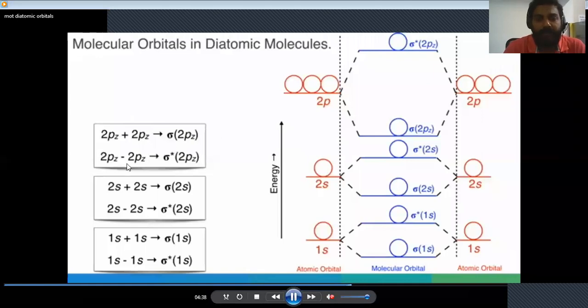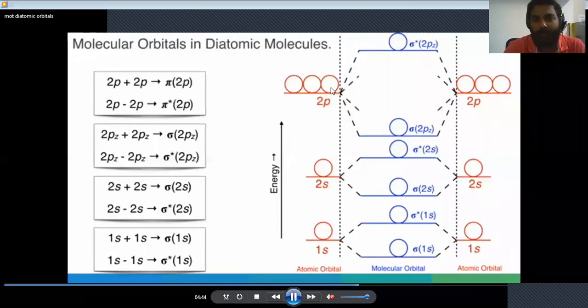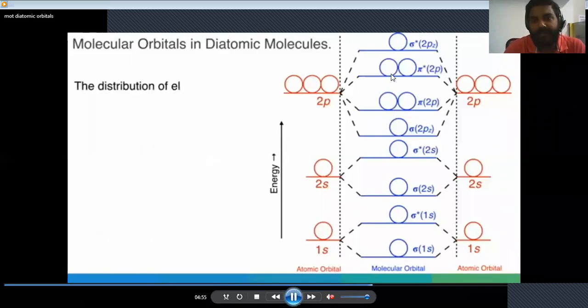Right. This is the diagram of a diatomic molecule showing the splitting of electrons in bonding and anti-bonding orbitals. Very simple. Next is 2px and 2py, and one more electron splits here. These are called pi 2px and pi 2py, at the same energy level. Then the anti-bonding pi star 2px and pi star 2py. We have 6 electrons here.